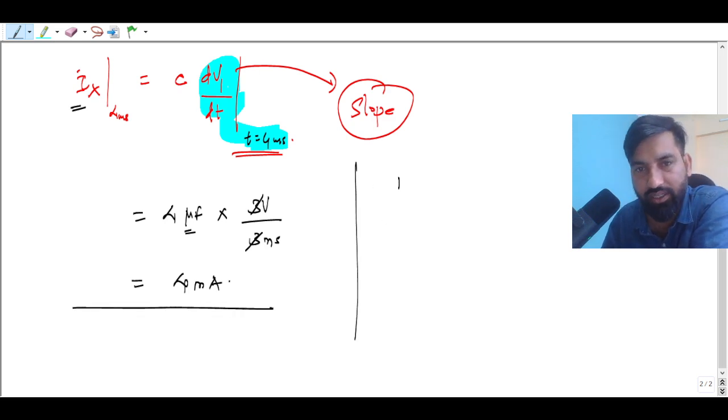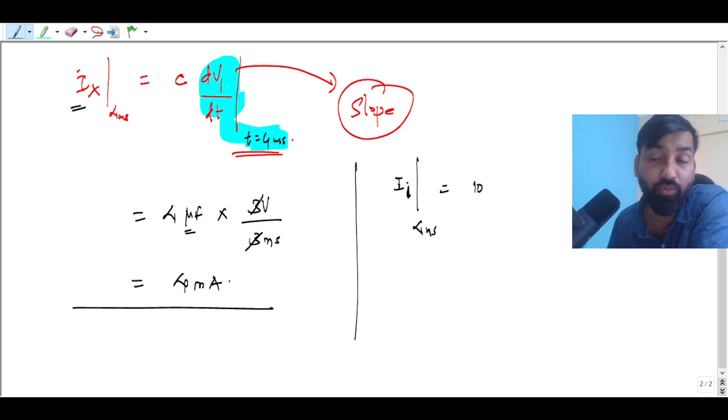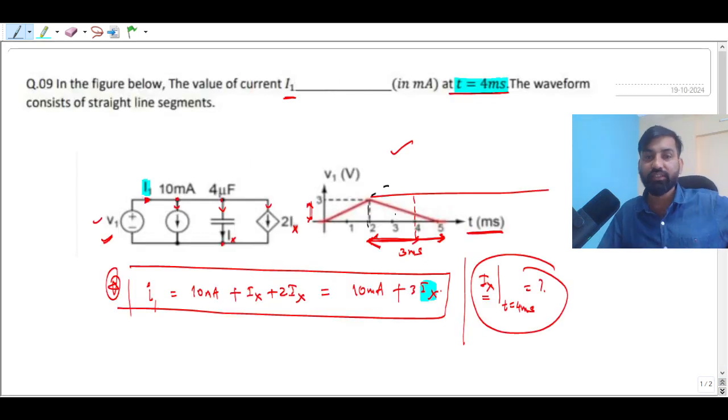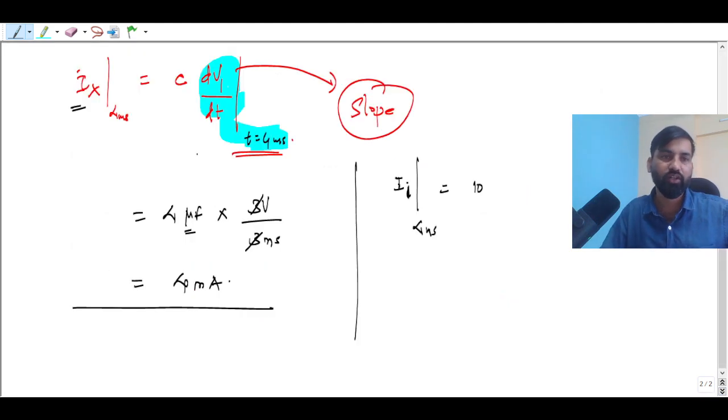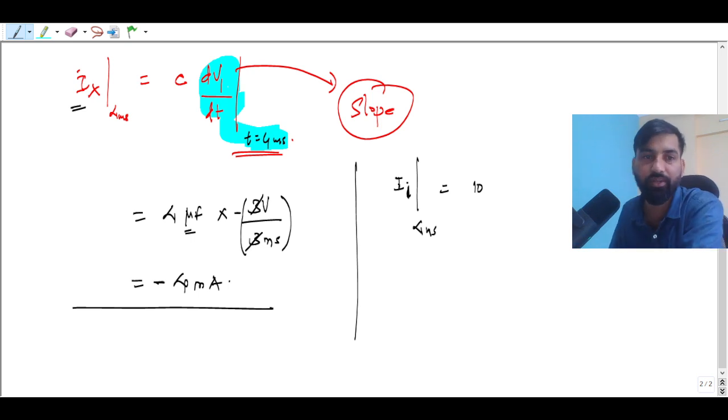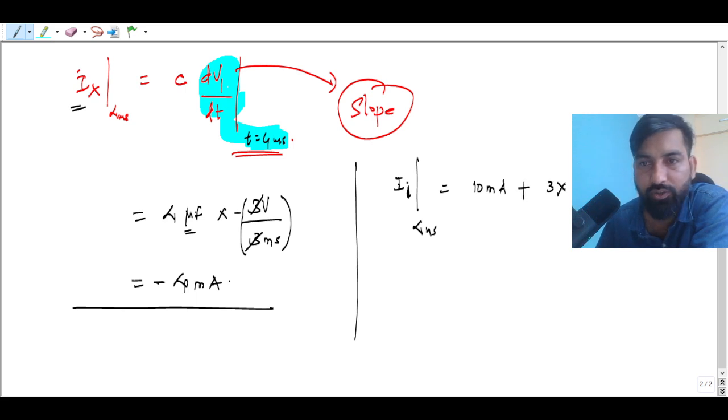Now let me recall the current that we want to calculate, that is I1 at 4 millisecond, which is nothing but 10, okay? And remember one more thing that I did not tell you. This slope is negative, guys. This slope is what? Negative, okay? So you should also put a negative sign here. The slope is negative means you have to put a negative sign. So this current is going to be minus 4 milli. Okay, if the slope is negative you have to take care of it with a negative sign. So this 10 milliampere, okay, plus 3 into minus 4 milliampere, okay, understood.